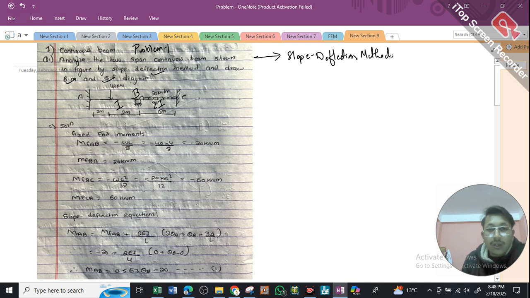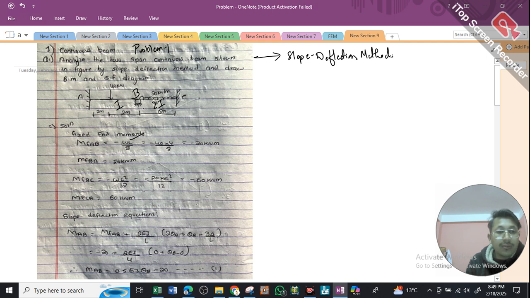Firstly, we have learned the basics of the slope deflection method. If you don't know the basics, if you don't know about the fixed end moments and the slope deflection equation, you need to know these two points: fixed end moments and slope deflection equation. I've already created a previous video about that. You can check it out through my Structure 2 playlist. So let's move on to our problem.